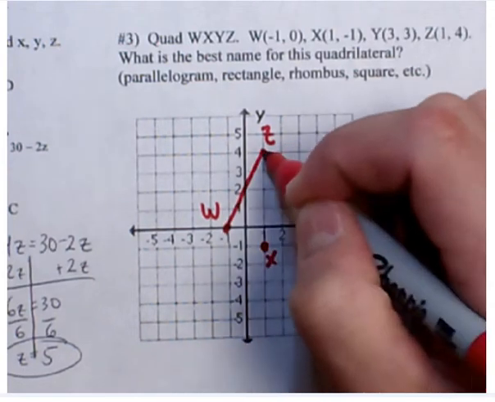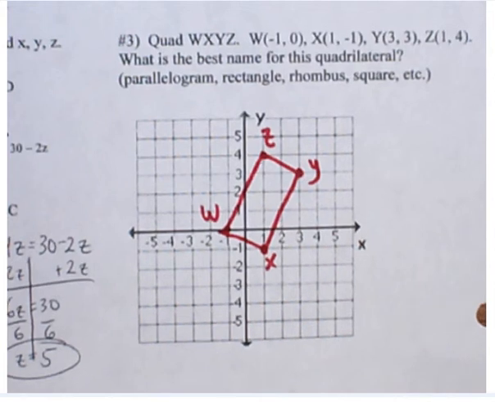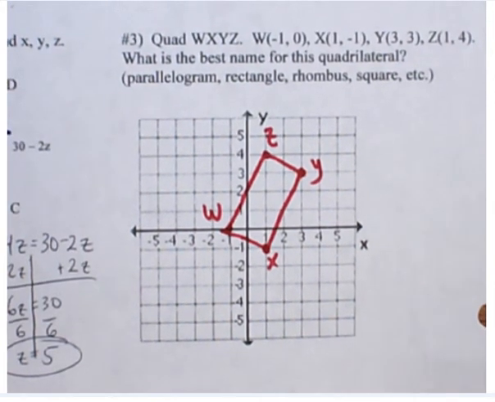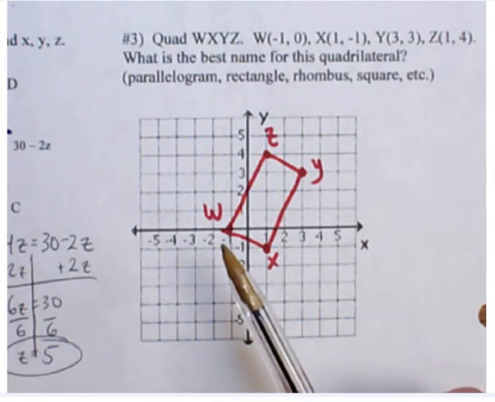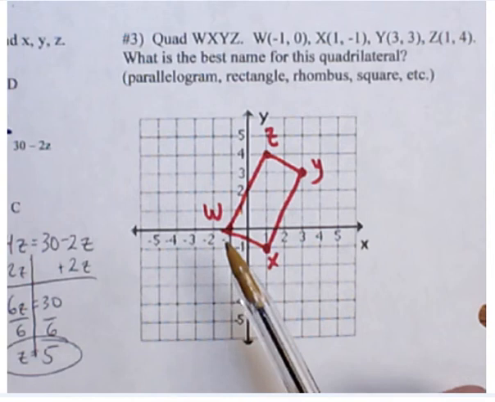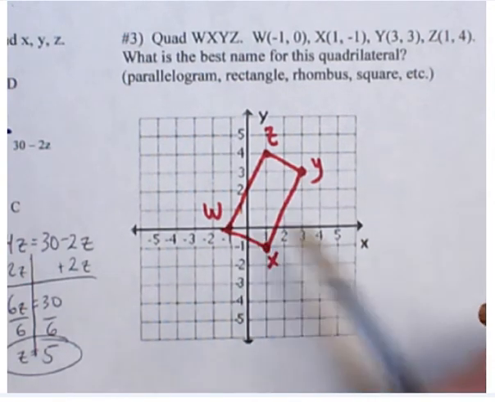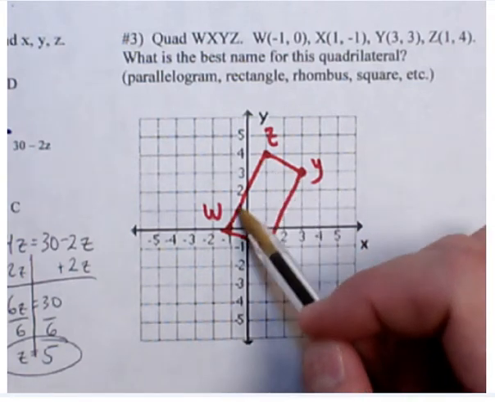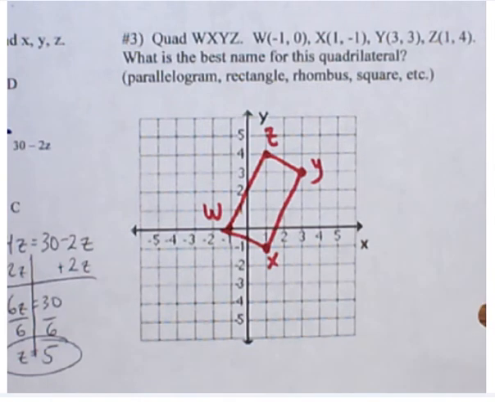Now if you look at this, you can probably guess what the answer is going to be. But we don't want to guess, we want to know. When I look at this, I think it's either a parallelogram or it's a rectangle. Now if it's a rectangle, that means all the angles have to be 90. And if the angle measures are 90, that means the sides are all perpendicular. So let's look at the sides, let's count slope.